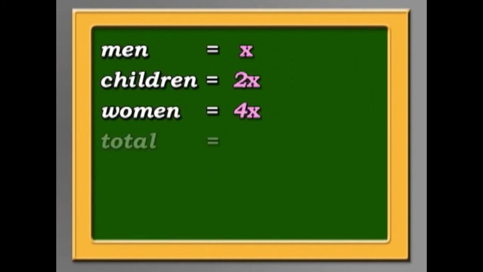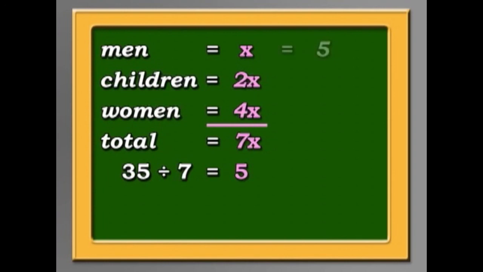So 4 plus 2 plus 1 equals 7x. If we divide 35 by 7, we get 5. So x equals 5. There are 5 men, so there are how many children? And how many women? That's easy, isn't it?